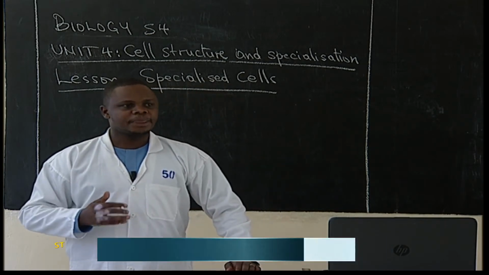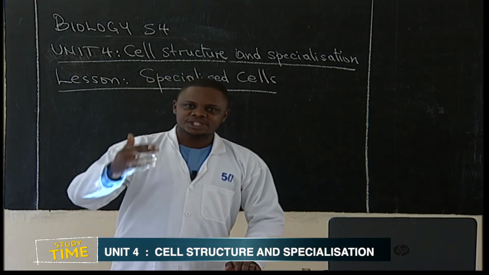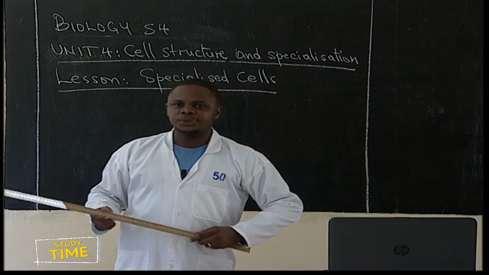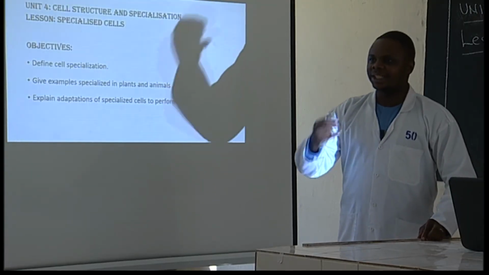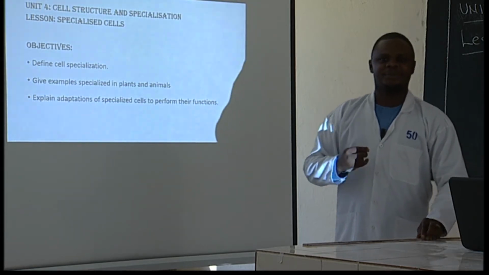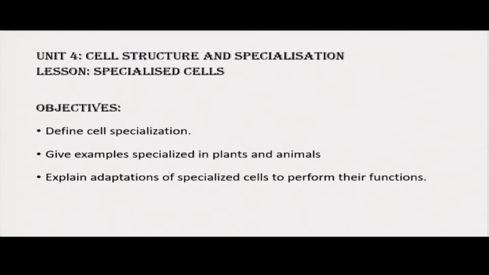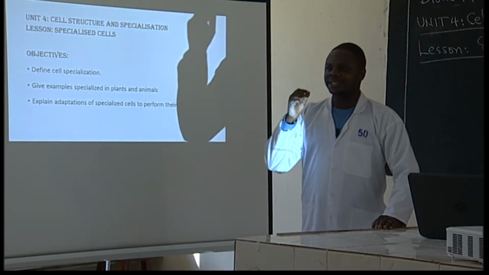Even in our body, we have cells which have specialized. This is our lesson today, students. Our lesson is from Unit 4, Cell Structure and Specialization. The lesson will be specialized cells. According to what we have said, what do you understand when the teacher says specialized cells? These are cells which have developed certain characteristics to allow them to perform their functions. I repeat, cells which have developed characteristics to allow them to perform their functions. Those are specialized cells.